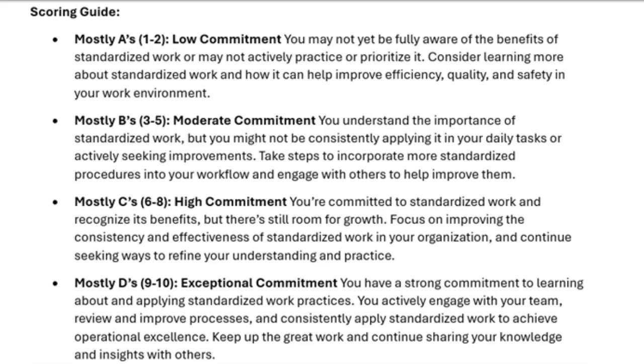Mostly C's, 6 to 8, high commitment. You're committed to standardized work and recognize its benefits, but there's still room for growth. Focus on improving the consistency and effectiveness of standardized work in your organization. Mostly D's, 9 to 10, exceptional commitment. You have a strong commitment to learning about and applying standardized work practices. You actively engage with your team, review and improve processes, and consistently apply standardized work to achieve operational excellence.